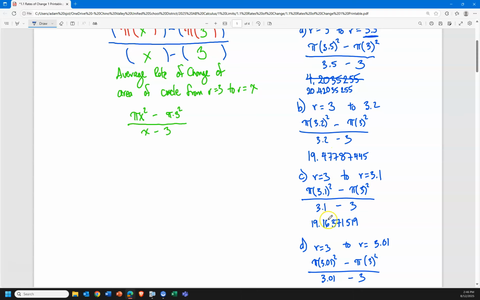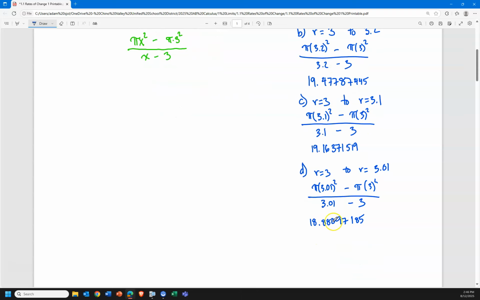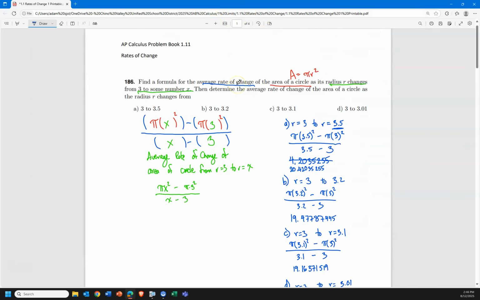19.477, 19.163, 18.888. Notice we were actually almost doing a numerical limit, or the beginnings of it, 3 to 3.5, 3 to 3.2. We're kind of doing, I'm going to erase this here in a second, but we're kind of doing the limit as x approaches 3 from the right-hand side of this pi x squared minus pi times 3 squared over x minus 3. Doesn't really matter that we're doing that, just wondering if you noticed.